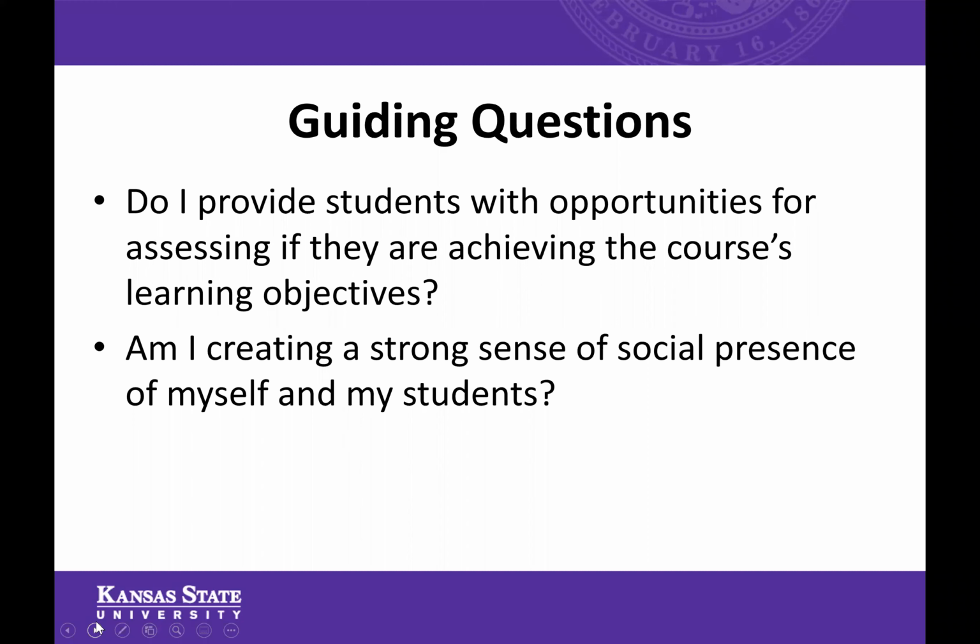And then a last couple of questions to think about: are you providing students with opportunities for assessing if they're achieving the course's learning objectives, and maybe providing a range of different opportunities for them to do that? When you're asking students to provide evidence of their learning, what are the different ways that they can do that for you? And lastly, that question about social presence: is that intentionally built in?